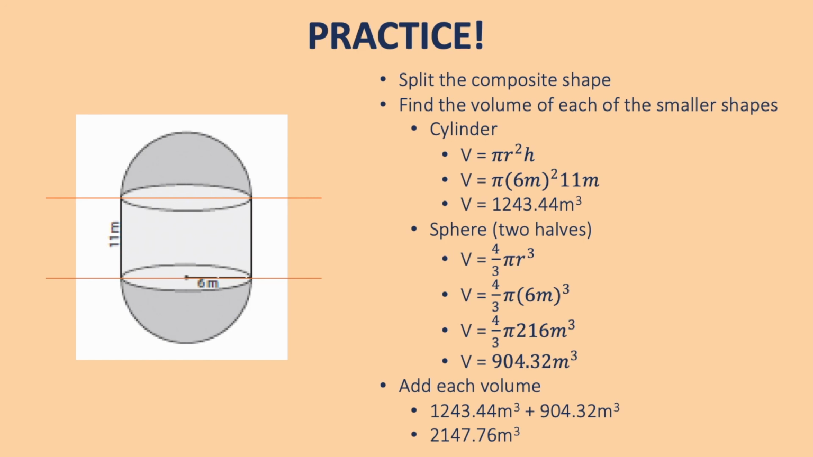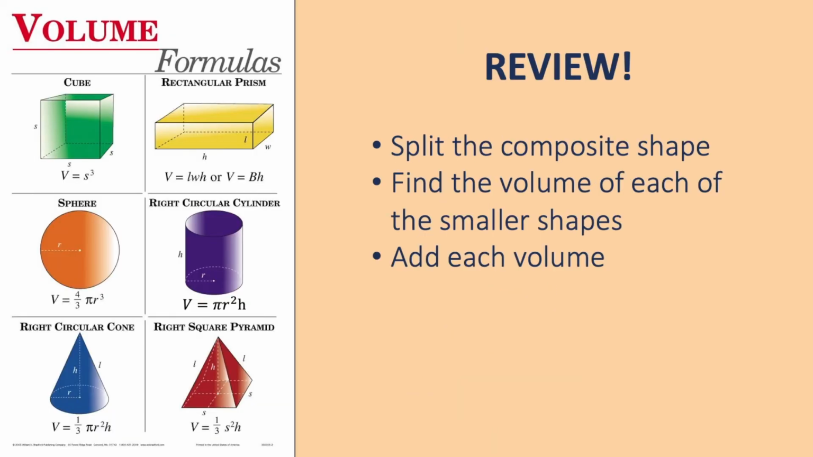2,147.76 meters cubed. Now to review, the 3 steps you have to remember are to split the composite shape into smaller, simple shapes that you know the formula of, then find the volume of each of those smaller shapes, and then add each volume. And that's all you have to do to find the volume of a composite shape.